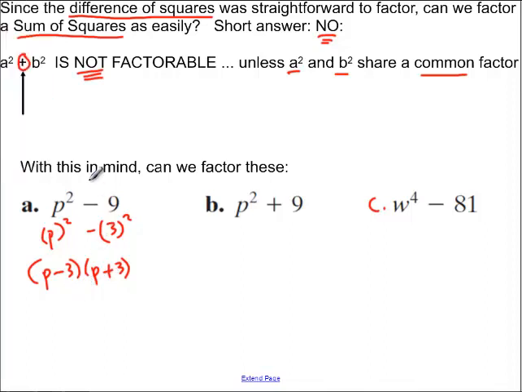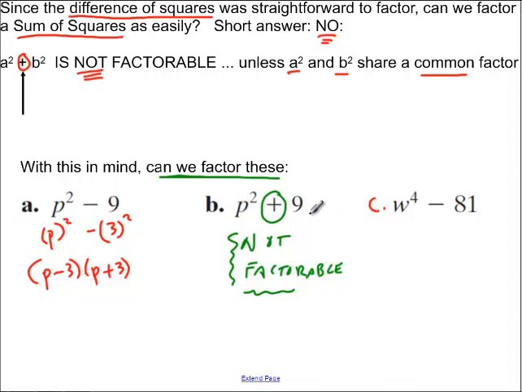All right, can we factor this one here? I don't know, let's take a look at it. p squared is a perfect square, and 9 is a perfect square. We've got addition here, though. Difference of squares is factorable, but a sum of squares is not factorable. I guess we could check whether p squared and 9 have a common factor. No, they don't, so that definitely means it's not factorable. So b is not factorable.